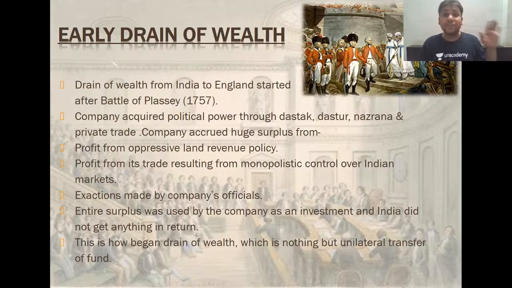But again, English East India Company did not take the warning seriously. They got so involved in the trade that they completely neglected the warning. Now Siraj-ud-Daulah became very angry. What did Siraj-ud-Daulah do? He started attacking the fortifications of English East India Company in Bengal.